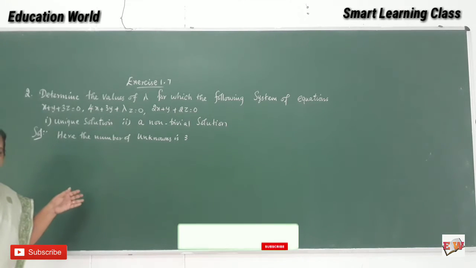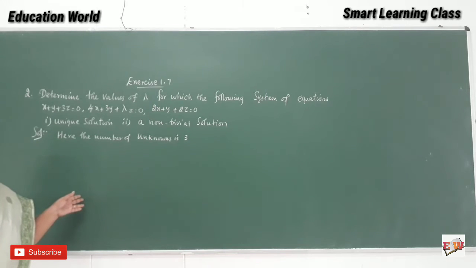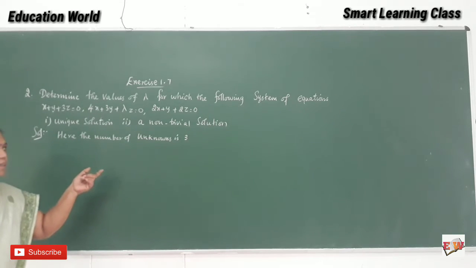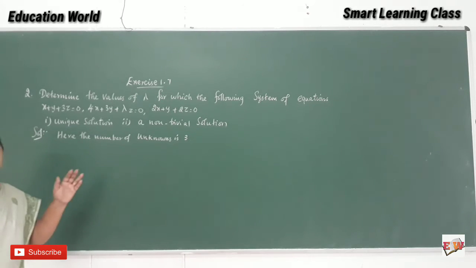Suppose in this sum, the rank of coefficient matrix is equal to rank of augmented matrix is equal to 3, that time it is known as consistent and it has a unique solution. We have to show that. One more thing, a non-trivial solution. Suppose the rank of coefficient matrix is equal to rank of augmented matrix is equal to n minus k, that is known as the system of equations is consistent and it has a non-trivial solution. We have to show that.